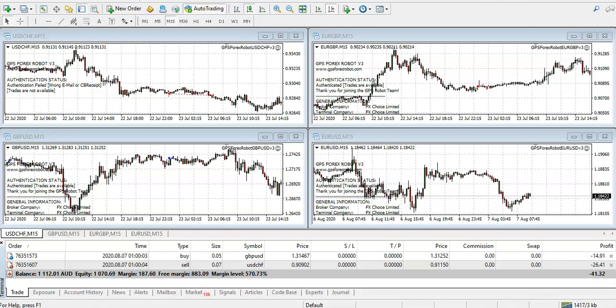But getting onto the charts, the recommended broker that they use is FX Choice. They do say that you can use any broker you like, but the system has been optimized based on the data from FX Choice. The system trades 4 currency pairs: the dollar Swiss, the pound dollar, the euro pound, and also the euro dollar. It doesn't matter which time frame you attach the robot to. They do recommend, however, that it's attached to either a 15-minute chart or a 1-hour chart, but they also say in the same sentence that it's not important.